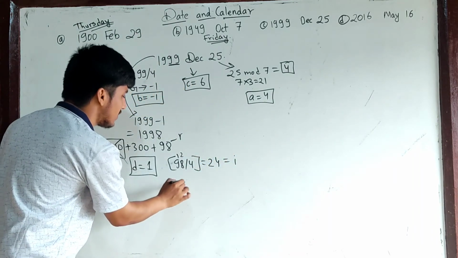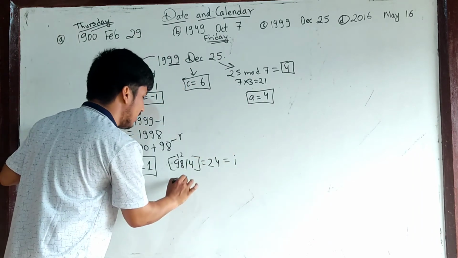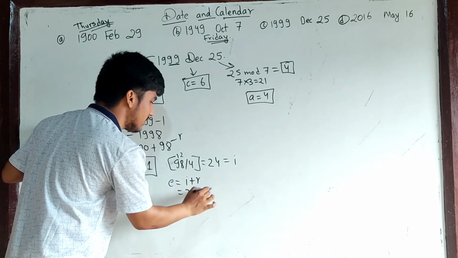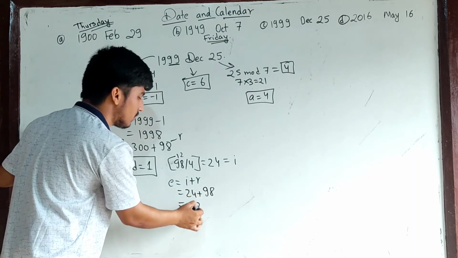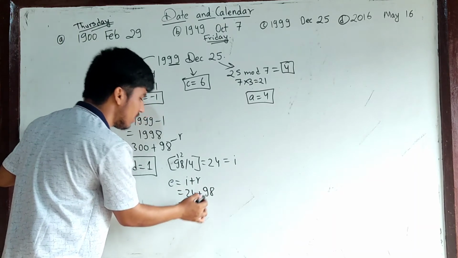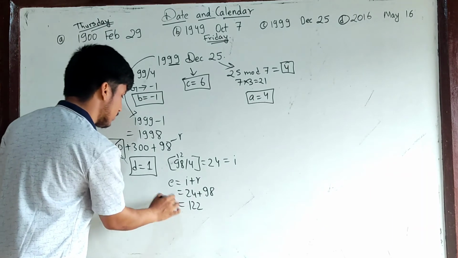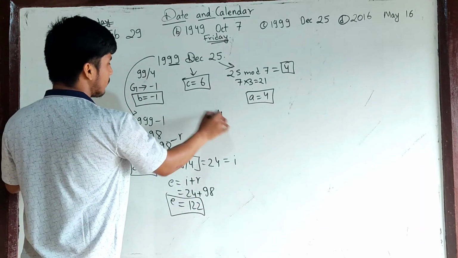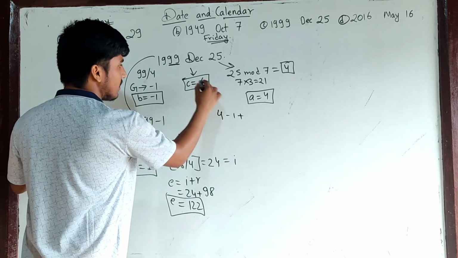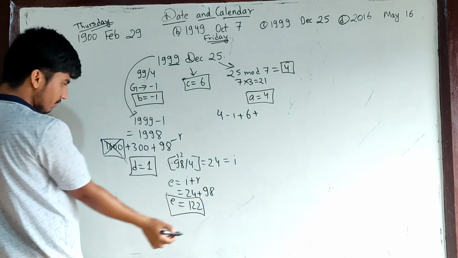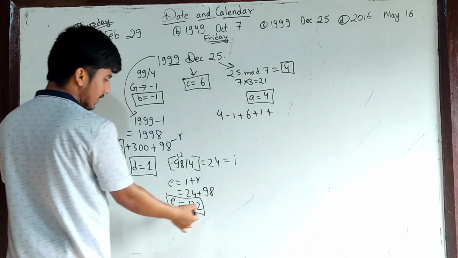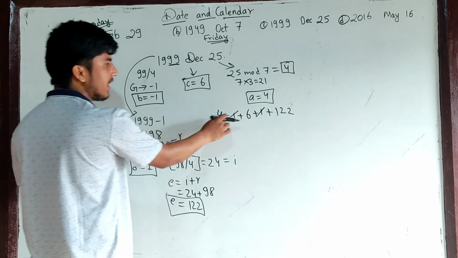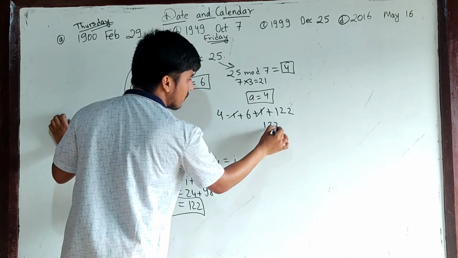Now the last code is obtained by adding I and R. Here I is 24 plus R is 98, and this will give us 122. So we have all the necessary codes, right? A is 4, B is -1, C is 6, plus D is 1, and E is 122. -1 plus 1 cancels out, and 6 plus 4 is 10, 10 plus 122 gives us 132.